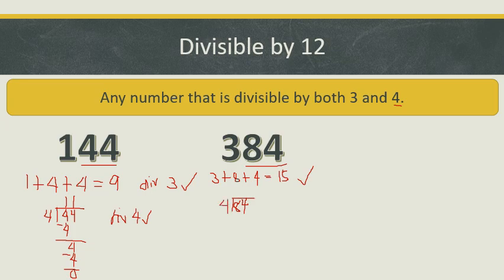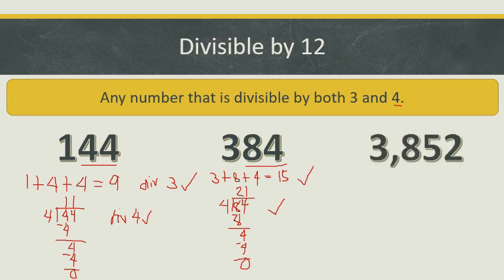So, 8 divided by 4 is 2. 2 times 4 is 8. 8 minus 8 is 0. So, bring down 4 tayo. 4 divided by 4 is 1. 1 times 4 is 4. 4 minus 4 is 0. So, since wala uling remainder, siya po ay divisible sa 4. So, kung pareho siyang divisible sa 3 and 4, divisible din po siya sa 12.